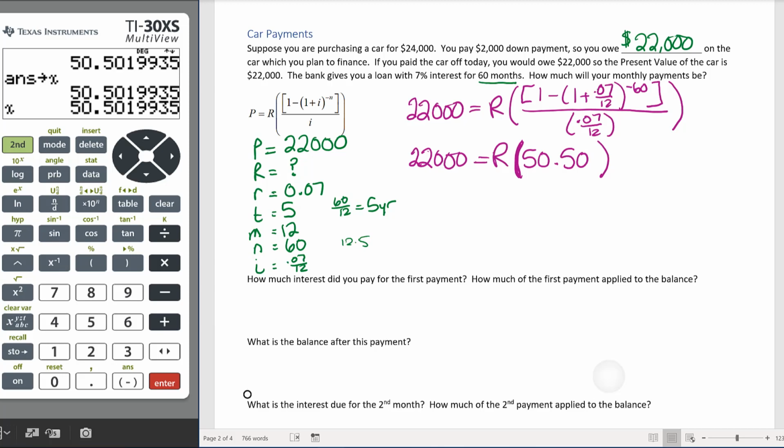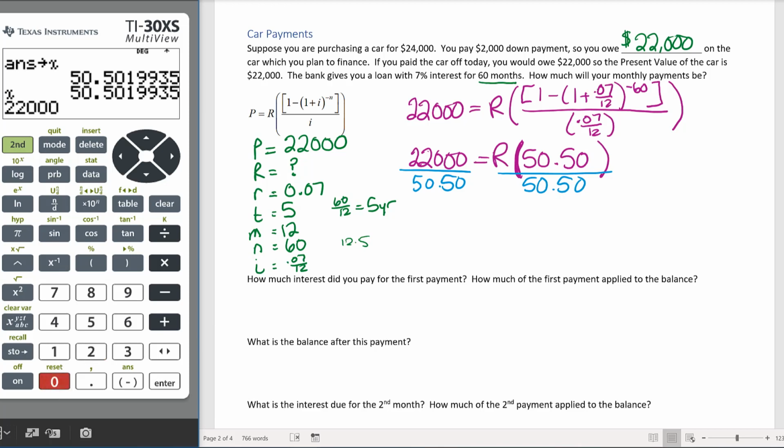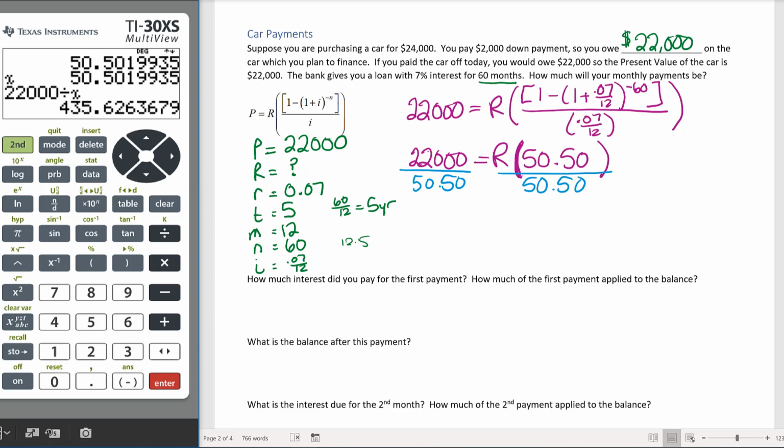To solve for R, I want to divide by that 50.50, but again, I'm not just dividing by 50.50, I'm going to divide by that stored answer. So I'm going to take the 22,000 and divide it by my stored answer, which I stored in as X, and that gets me R, my recurring payment, is going to be $435 and we'll round it up, 63 cents.